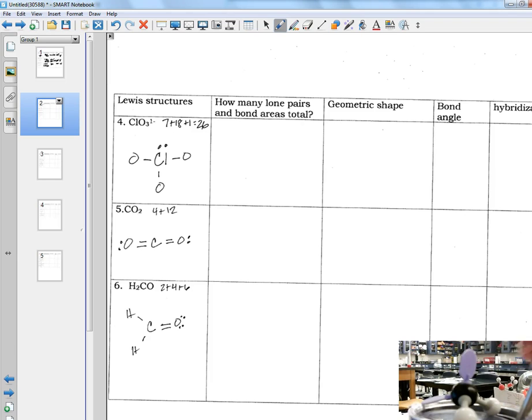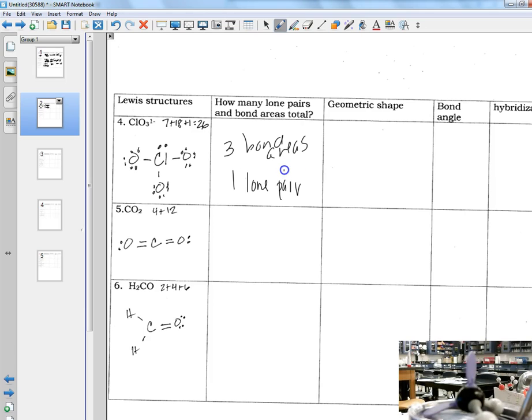Alright, our next one, we're going to have 3 bond areas. 1, 2, 3. I just realized I didn't put all the dots on my oxygen. Sorry. Three bond areas and 1 lone pair. So this is the same shape, trigonal pyramidal. The bond angle is still 109.5 degrees. We still have 4 bond areas, so we're sp3.